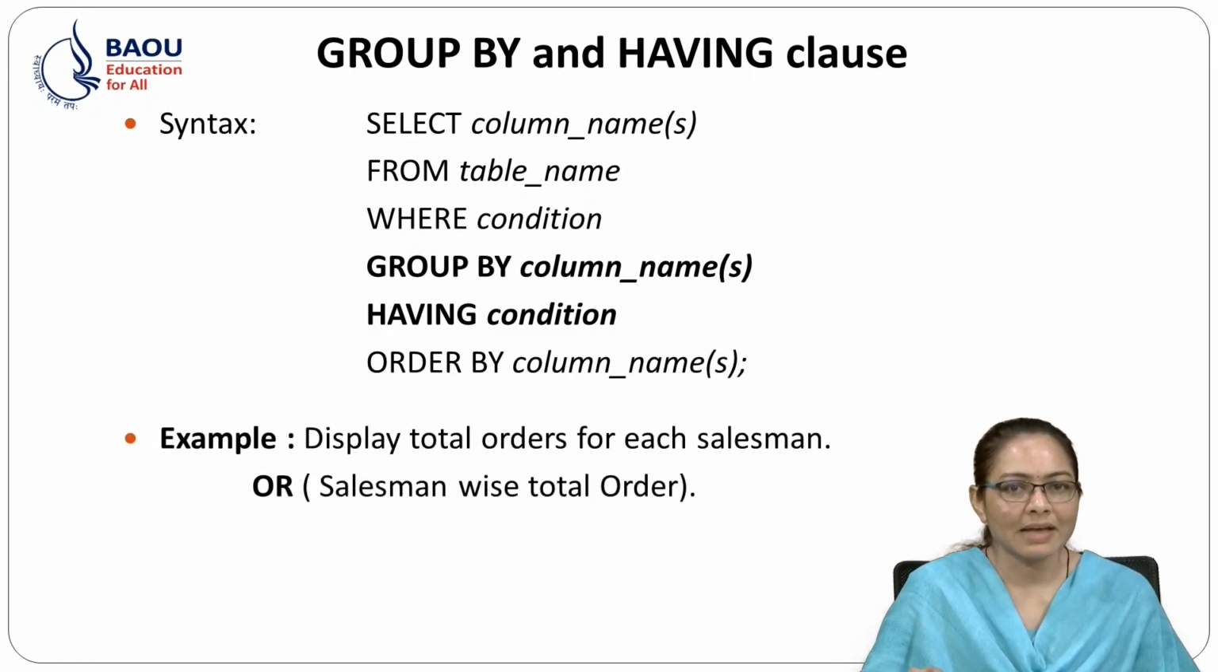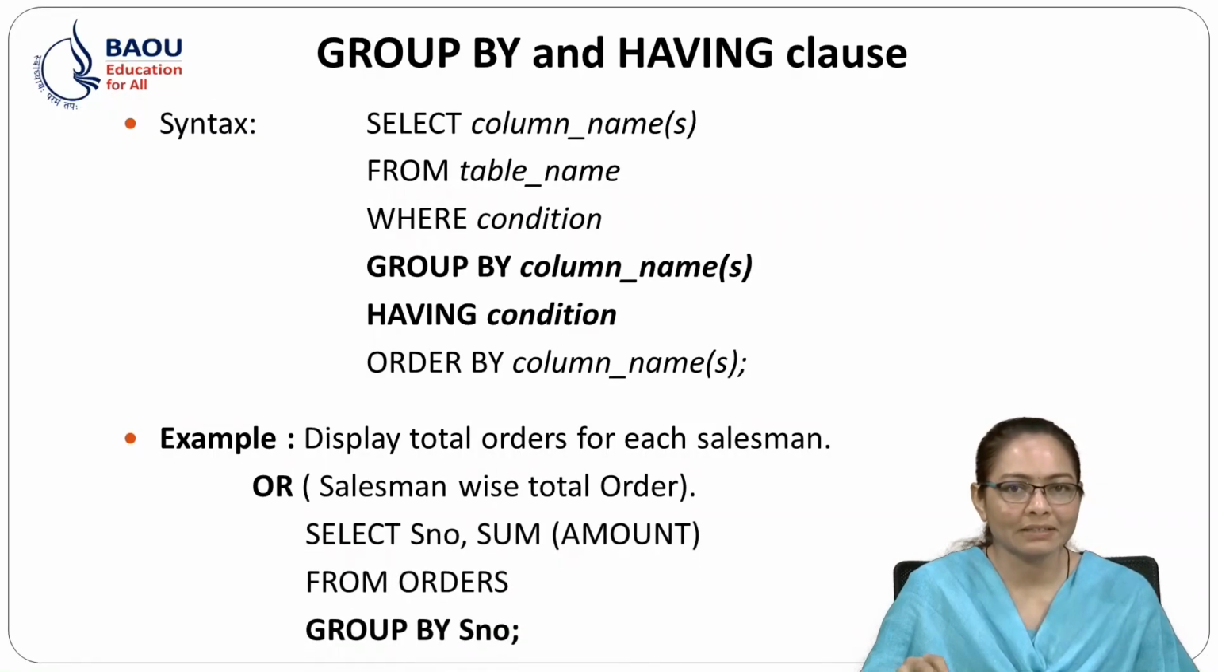Here, see, in the example: display the total orders for each salesman, or we can say the salesman-wise total order. See how to write the command. Select salesman number, comma, sum function, because we want the total of the orders. So sum, in brackets amount, from orders. Orders is the table name. Then group by S number, meaning salesman number. So the salesman number is grouped, and after that the total amount of the order is displayed. So this query is used to display the salesman-wise total order.